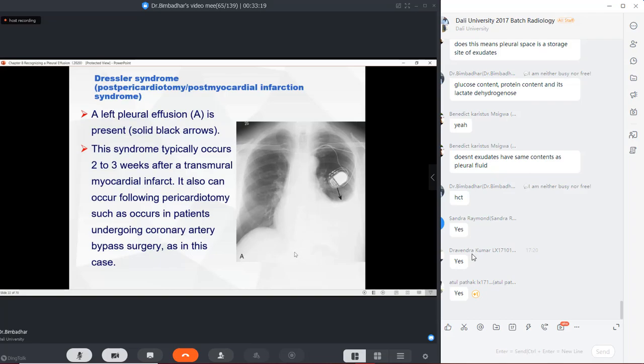You see here, the left hemithorax is completely opacified, right? And you also see here there is a placement of an artificial cardiac pacemaker device. Yes or no? Can you see it? This thing that looks like a mouse here is what is called an artificial pacemaker device.